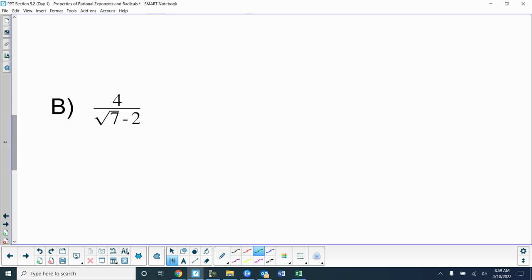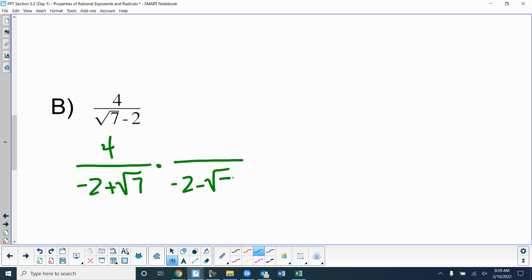Is this in the right order? No. So the radical should be in the back. Rewrite this in the right order. Negative 2 plus radical 7, right? You with me? So what's the conjugate of this? What's the conjugate of negative 2 plus radical 7? Negative 2 minus radical 7, yes.